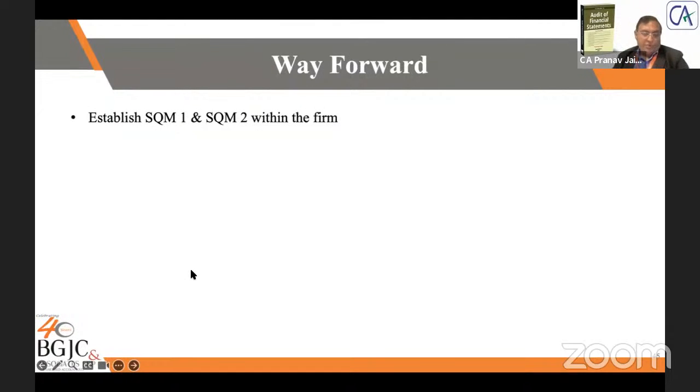Way forward, this is very important. So the first step is to establish SQM1 and SQM2 within the firm. Now we still have time to implement these two standards to establish the requirements, because once the standard is notified, probably we'll have lesser time.